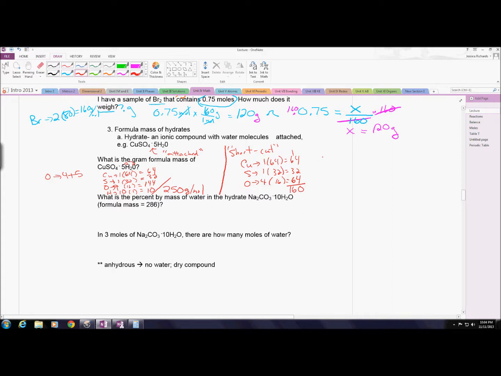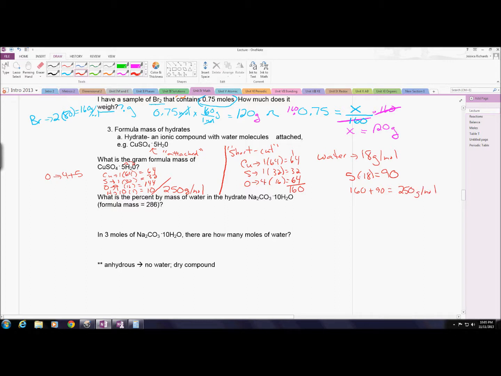And I have 5 waters. And water's gram formula mass is something that I have memorized. It's 18 grams per mole. So if I have 5 waters, I can just say 5 times 18, which gives me 90. And then to get my total formula mass, I just do the 160 plus the 90. And I'm right back to my 250.